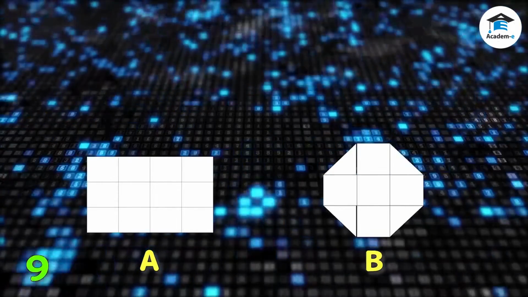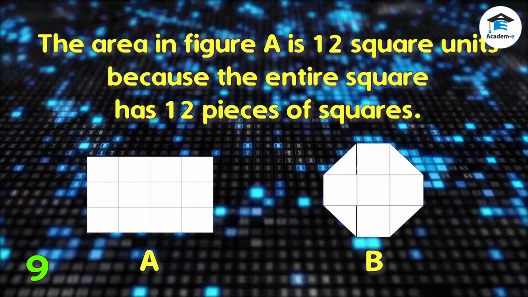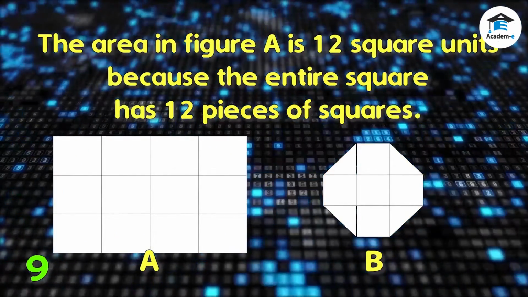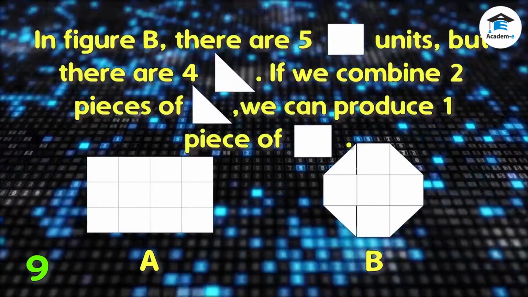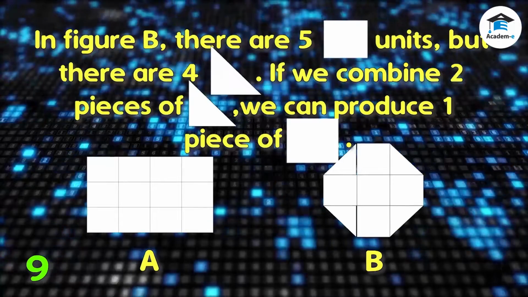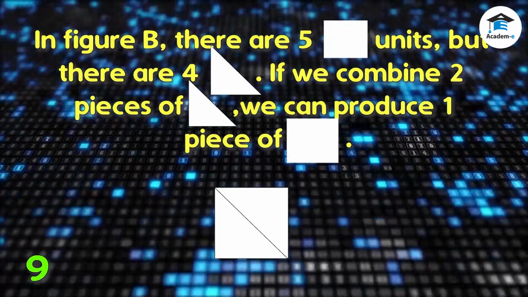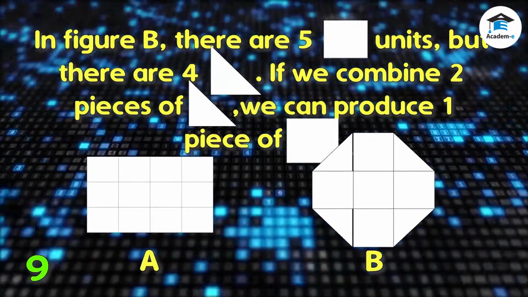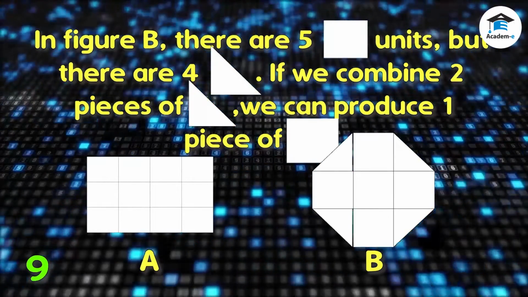Next example. Look at the two figures below. We have figure A and figure B. The area in figure A is 12 square units because the entire square has 12 pieces of square. Whereas in figure B, there are 5 square units, but there are also 4 triangles. If we combine 2 triangles, we can produce 1 piece of square. Therefore, there are 7 complete square units in figure B, and the area of figure B is 7 square units.